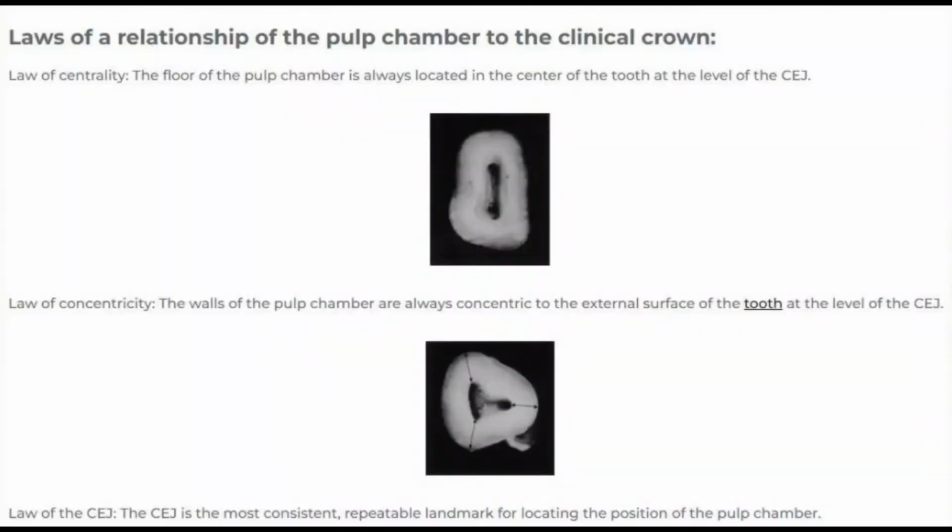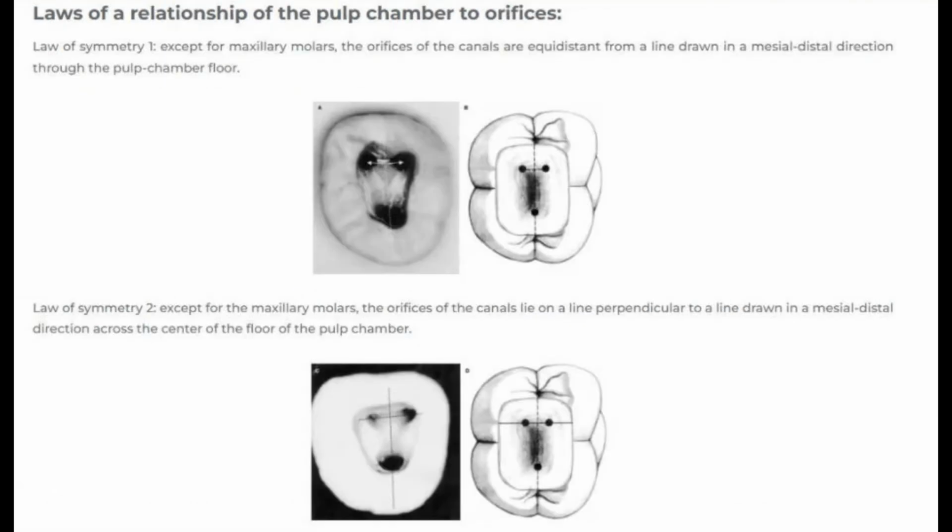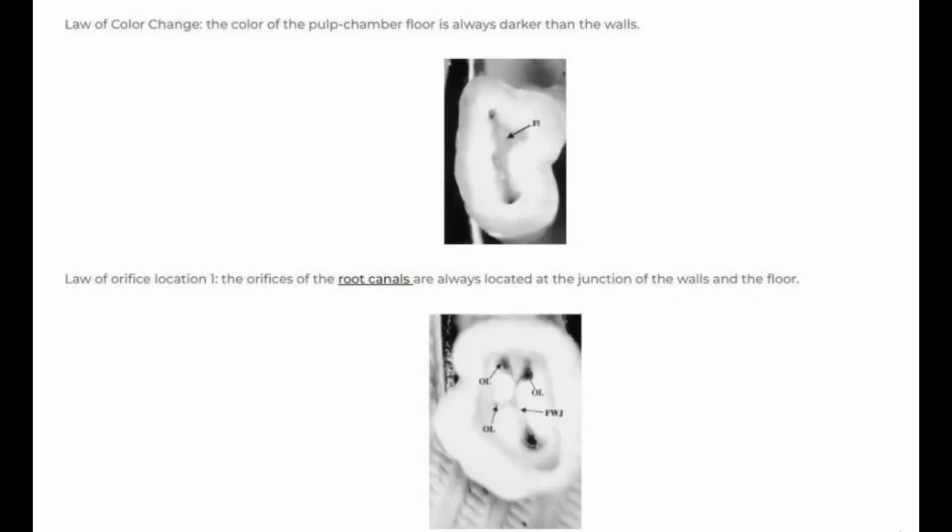There are laws of relationship of the pulp chamber to the clinical crown. They are the law of centrality, the law of concentricity, and the law of the cemento-enamel junction. There are also laws of relationship of the pulp chamber to the canal orifice. They are the law of symmetry, the law of color change, and the law of orifice location.